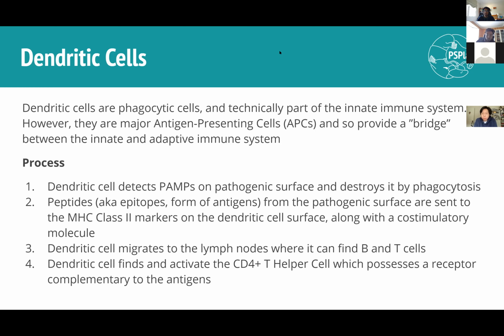Point is, they're little structures on the cell surface. We take them after we've broken down the pathogen, and then we chuck them on the MHC class 2. And we also put a little co-stimulatory molecule there. We'll talk about that later. So we put that there.